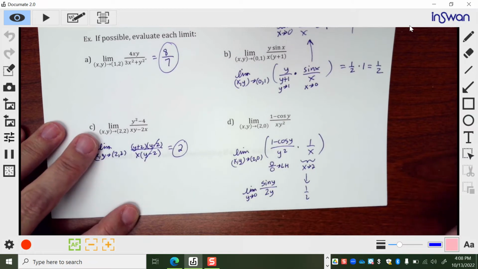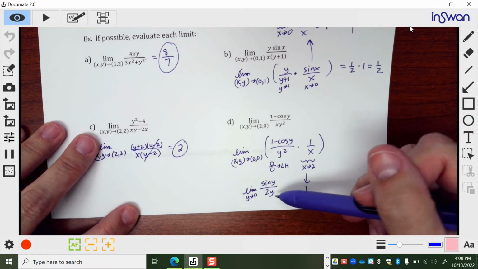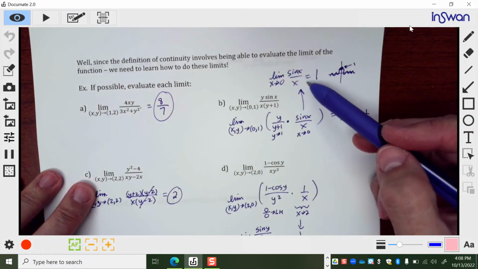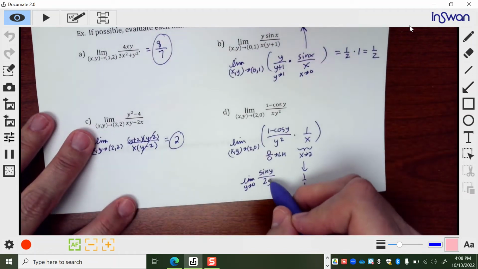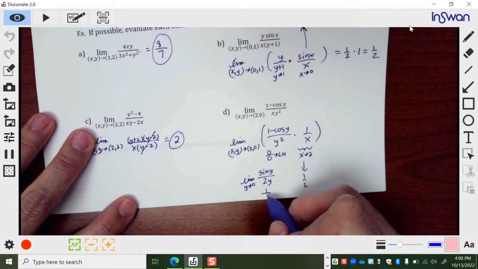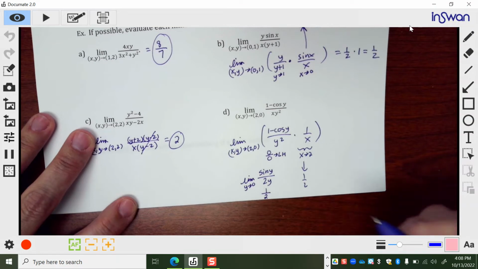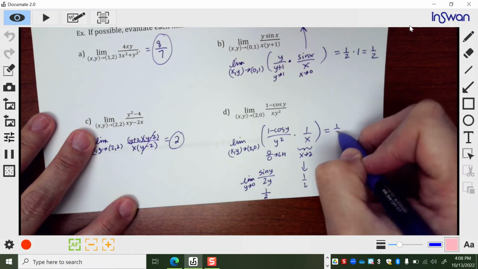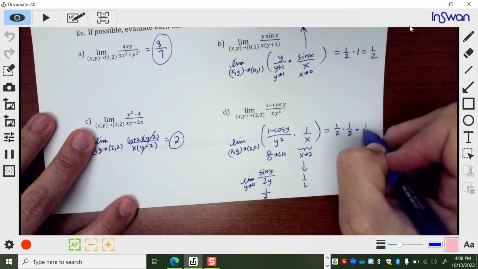All right, so a couple things you can notice. Look, sine y over y, that's that one, so it's 1. So this part turns into 1. You've got a 2 in the bottom, so 1 over 2. So my answer is 1/2 times 1/2, which is 1/4.